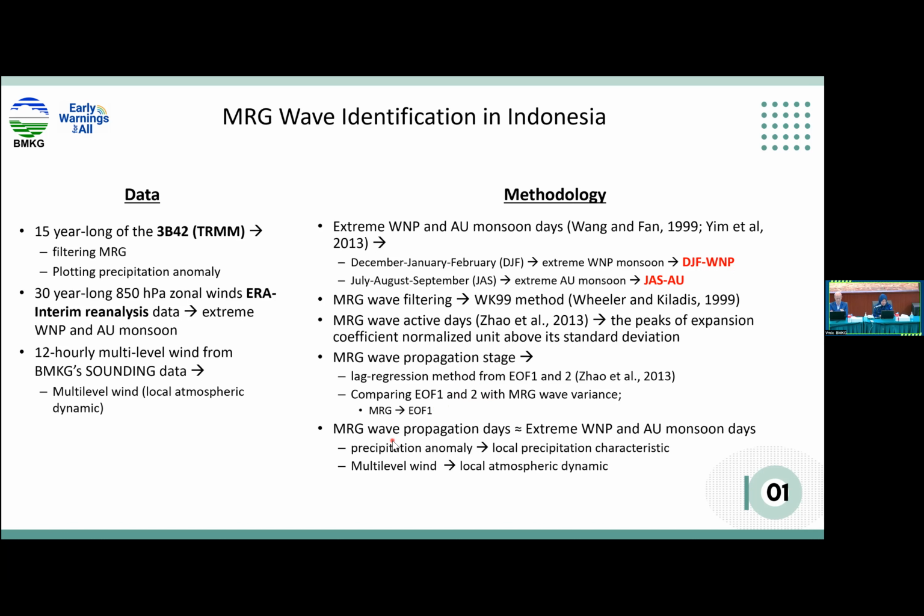And for MRG wave propagation days, we match them with the extreme West North Pacific and also Australian monsoon days. We also investigate the precipitation anomaly to see the local precipitation characteristics, and we also investigate the multi-level wind to find out the local atmospheric dynamics influenced by the MRG wave.